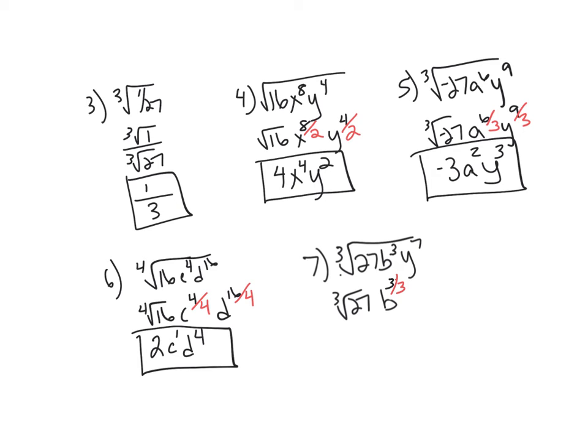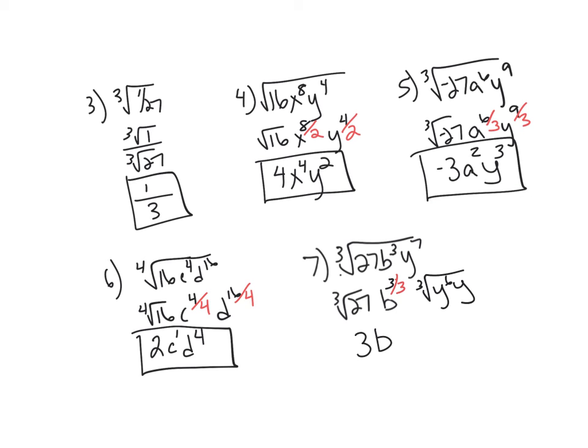Okay, so I'm going to rewrite this. Cube root. And y to the 7th, I'm going to rewrite into something that I can divide by 3. So I can rewrite y to the 7th as y to the 6th times y. So let's continue to simplify. Cube root of 27 is 3. 3 divided by 3 is just b.